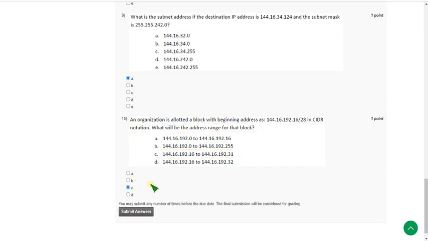So friends, these are the probable solutions for week 2 assignment of ethical hacking.